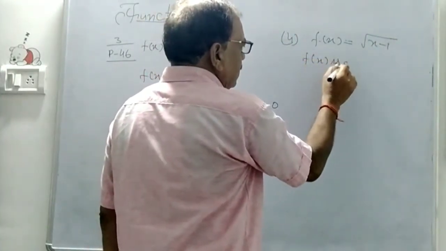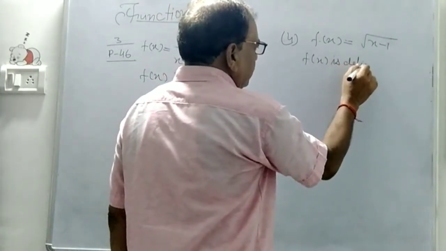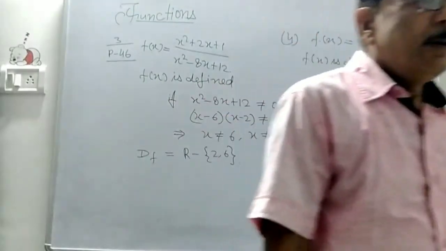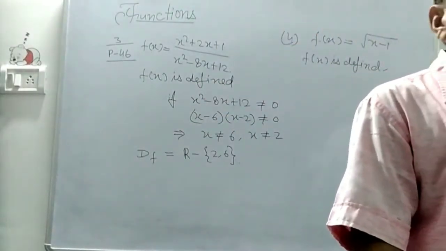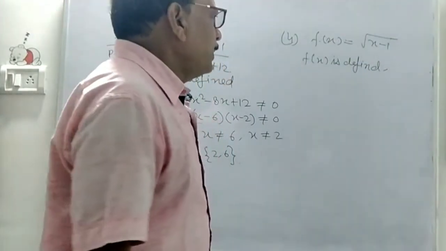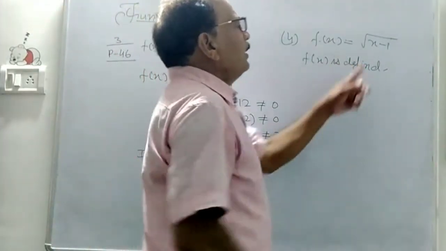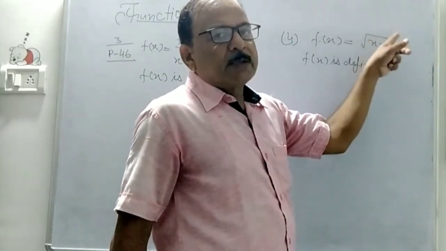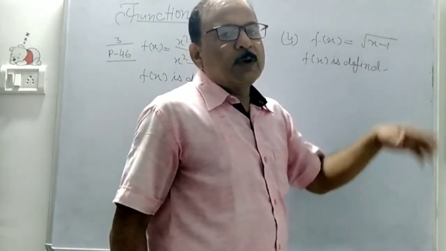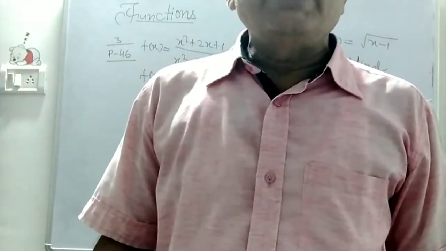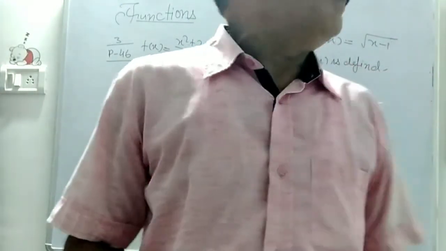So f(x) is defined. Find the domain and range of the function f(x) equal to root x minus 1. The f(x) is defined when, क्योंकि ये नेगेटिव नहीं होना चाहिए. नेगेटिव होगा तो कॉम्प्लेक्स नंबर हो जाएगा, रियल नंबर नहीं होगा. रूट -1, रूट -2, रूट -3, ये रियल नंबर नहीं.